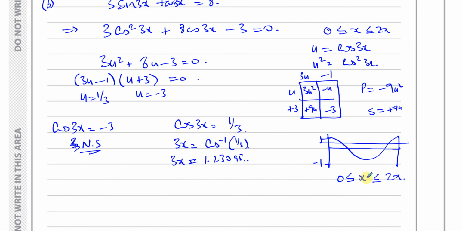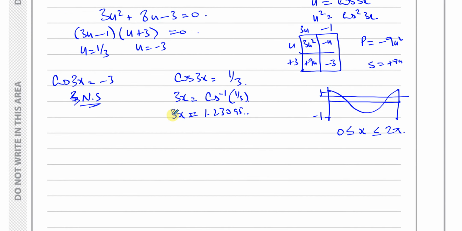Now we're solving for 3x. So when you have a multiple angle in here, whatever's written in here, the same thing must appear over here in our limit. So I have to make this into 3x, which means I need to multiply by 3. Therefore, I multiply every part of the inequality also by 3.